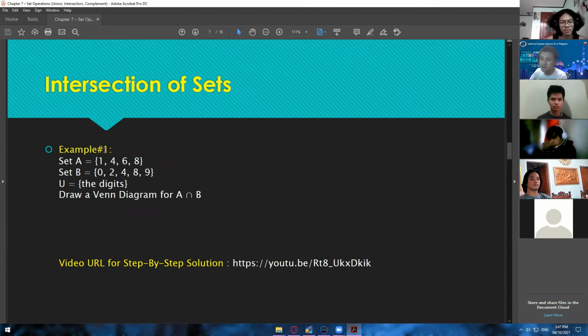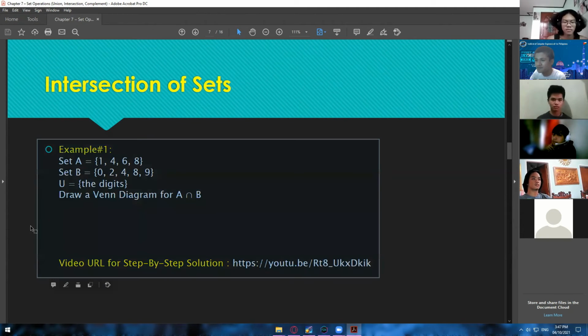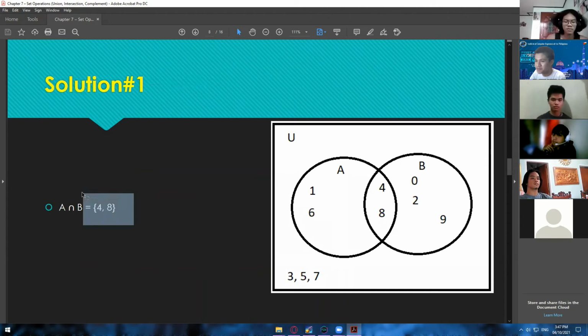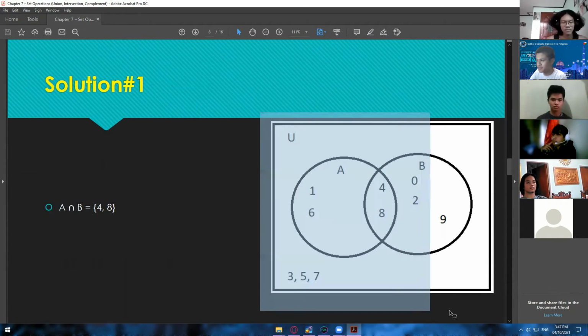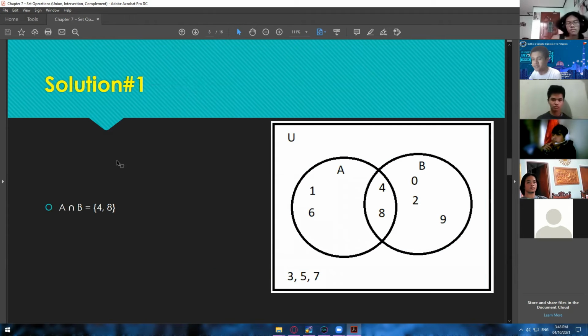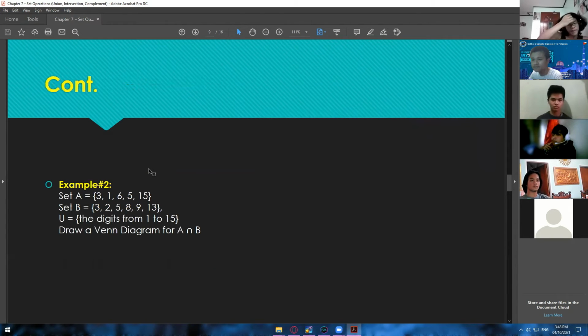Okay, my bad. I named this one number 1 again since it's a new topic. Anyway, I got confused with this one. So this is another example number 1, but this one is now for intersection of sets. So the answer for this one is 4 and 8. Okay, that's already it. And then here is the Venn diagram of this example number 1.